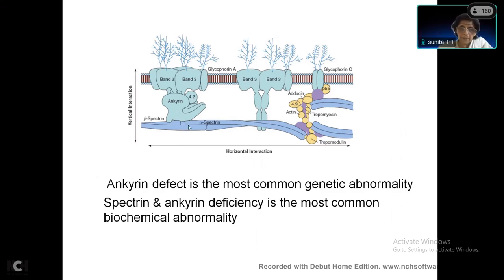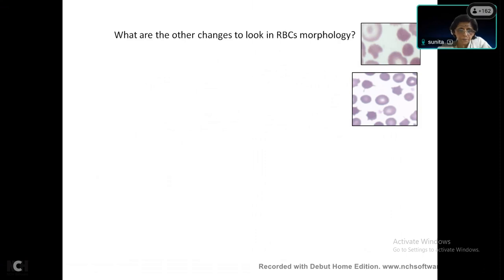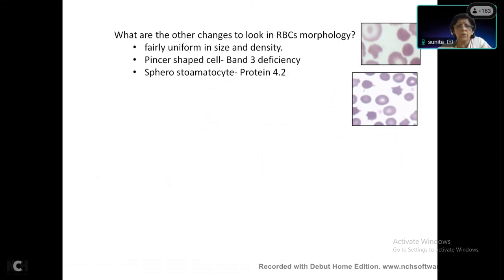Now why is it happening? Because the ankyrin binds spectrin to the vertically integrated proteins of the membrane. If ankyrin is not there, even these spectrin bands are destabilized and destroyed much earlier. So that is why biochemically they have deficiency of ankyrin and spectrin both. This disease is autosomal dominant in most of the cases, but in about one-fourth of cases it can be de novo or non-dominant.